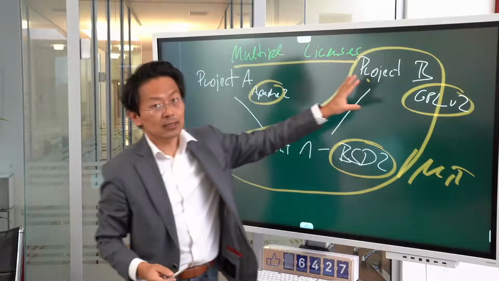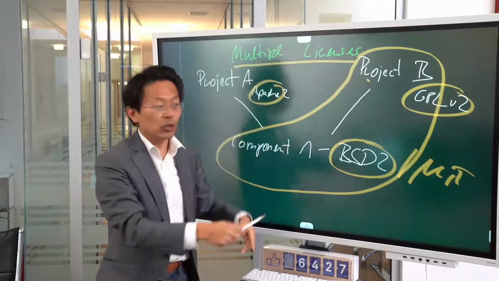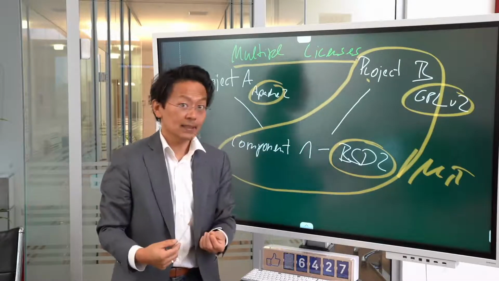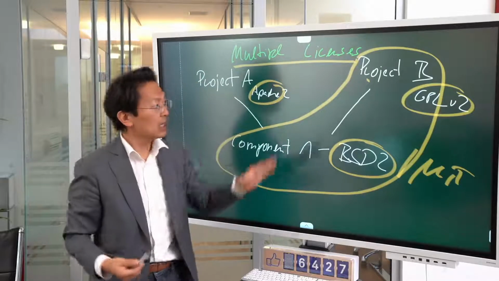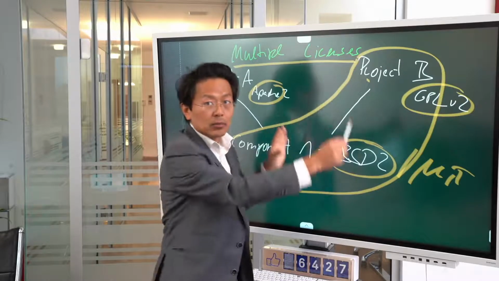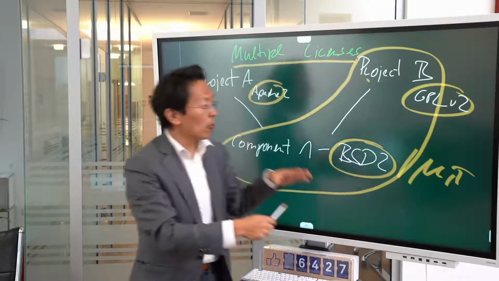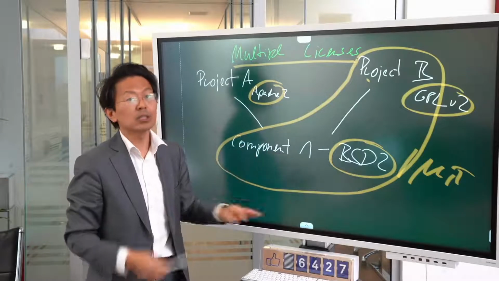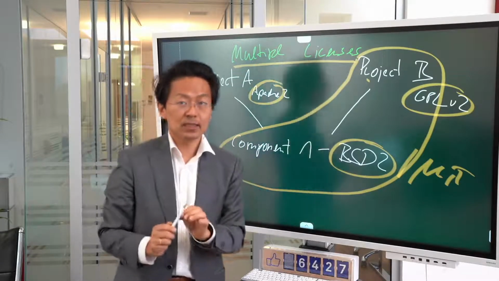However, it does not mean that every component that was pulled and integrated into the project changes its license. It does not. It only means that when component 1 is part of project B, GPL version 2 has to be obeyed for the entirety of the project. But the original component, again, does not change its license.